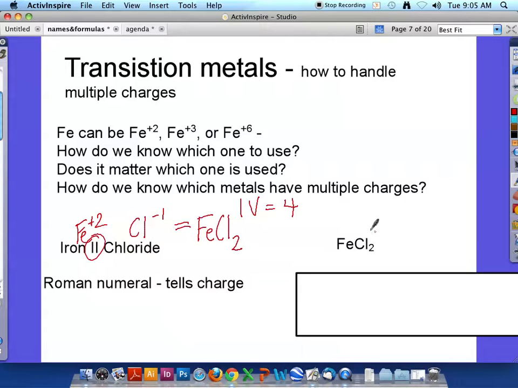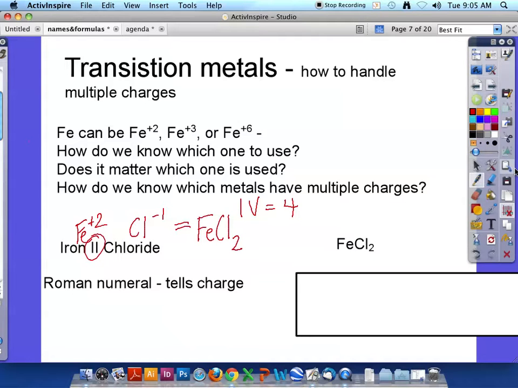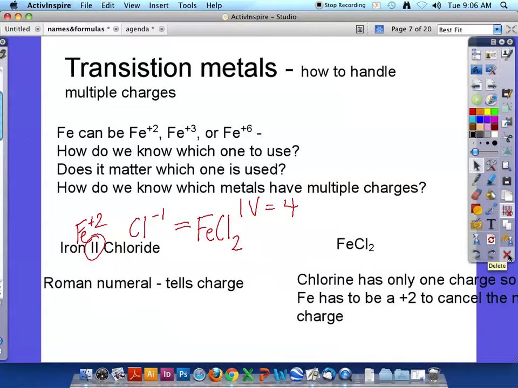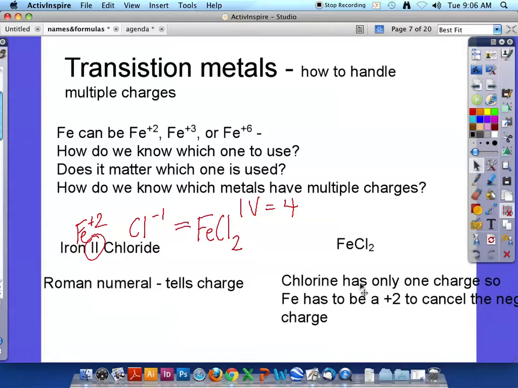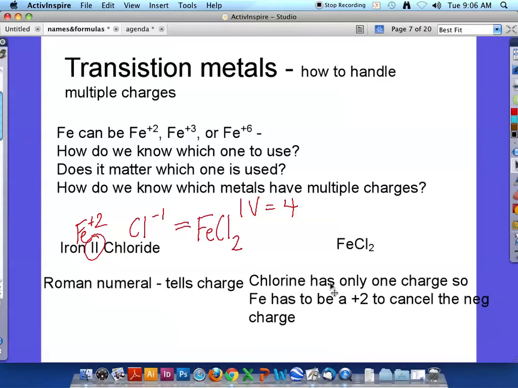But what in the formula tells us what the charge for iron is? Is there any information in this formula like we saw over here in the Roman numeral? The 2. The 2 for the chlorine, right? If we reverse what we did before and sort of uncrisscross, we know that chlorine has only 1 charge. So iron has to be a +2 because ionic compounds have to cancel each other out.